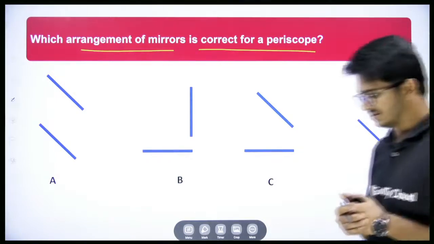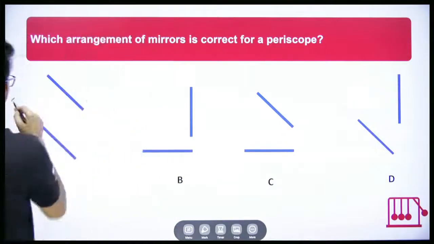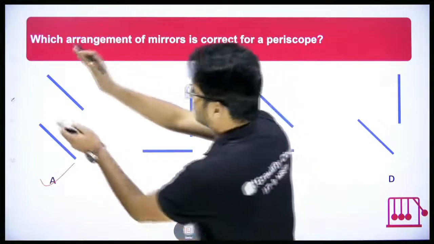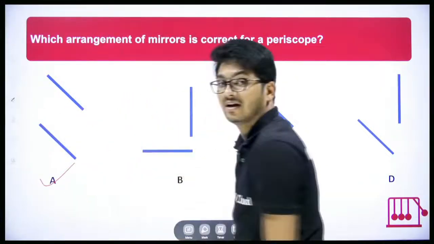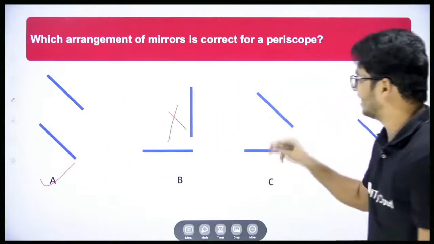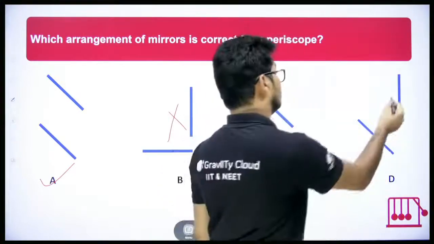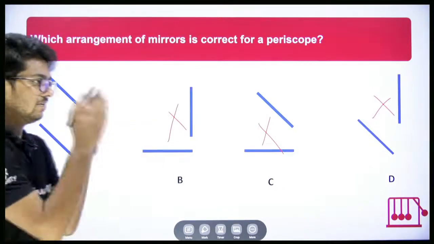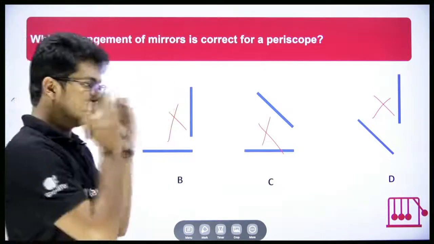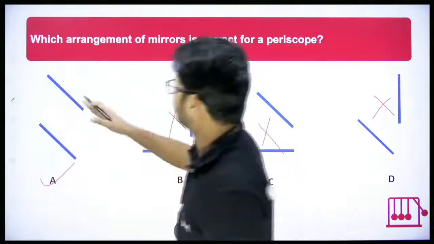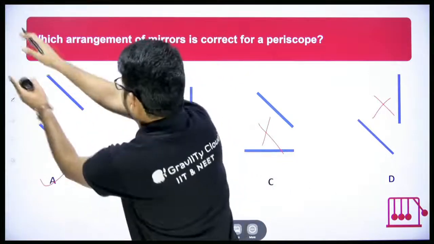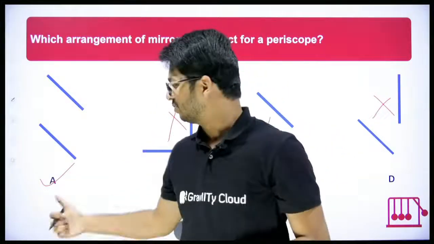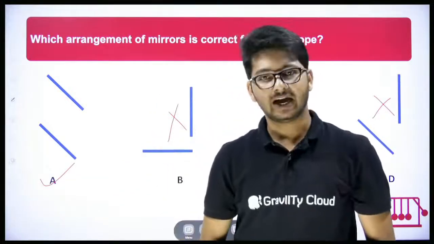And the correct answer is option A, because the mirrors should be parallel. Here they are parallel. Here they are not parallel. And here also they are not parallel. Parallel will mean they are along the same direction. Looking at it, you can identify. This is inclined, and both of them are in the same direction. They are parallel. Option A. Okay, good.